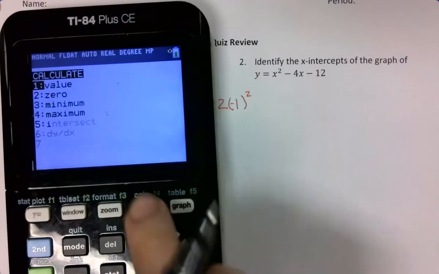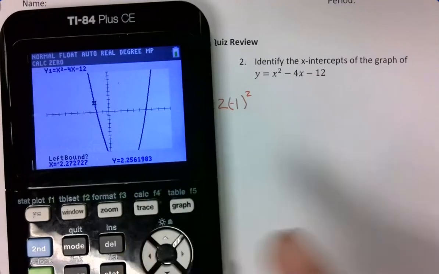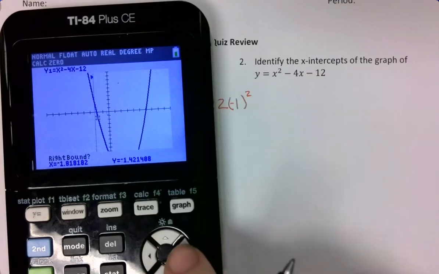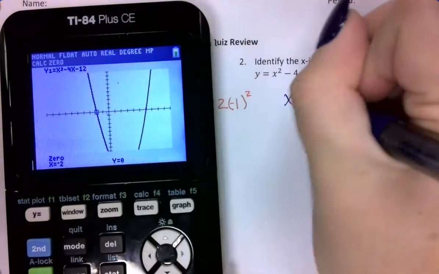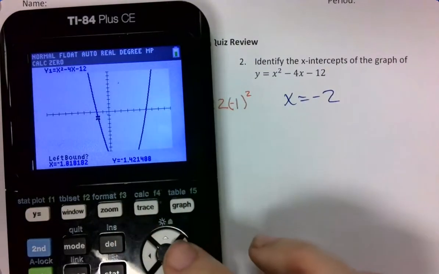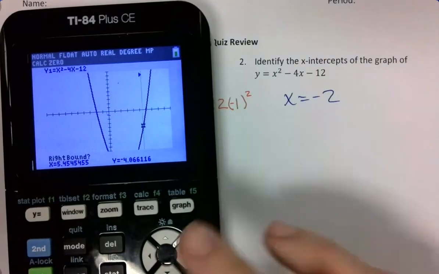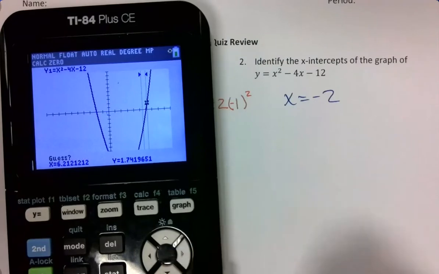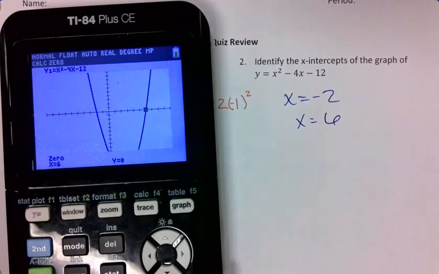I'm going to go second trace, go to 0, arrow over to the left side, press enter, arrow over and cross the x-axis, and then press enter twice. I get x equals negative 2. Then I'm going to do the same thing for the other one. So this time my left side is below the x-axis. I want to go ahead and press enter. Then I want to cross that x-axis, press enter twice, and this zero is x equals 6. And that's just my answers for number 2.